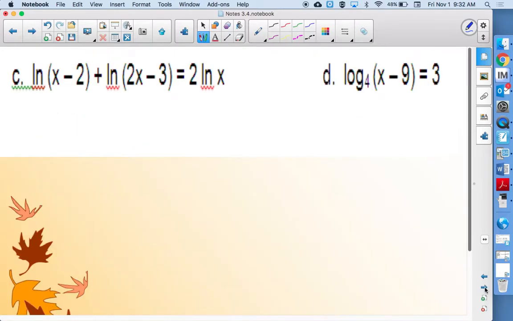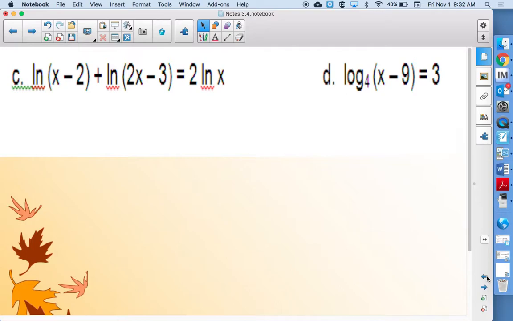The remaining 3 problems on here deal with equations containing multiple logs. I guess letter D doesn't, but the others have multiple logs or natural logs. And if I look at letter C, we have the natural log of x minus 2 plus the natural log of 2x minus 3 equals 2 times the natural log of x. So thinking about the properties that we were using this week, what do you think you would do to start trying to solve the equation?